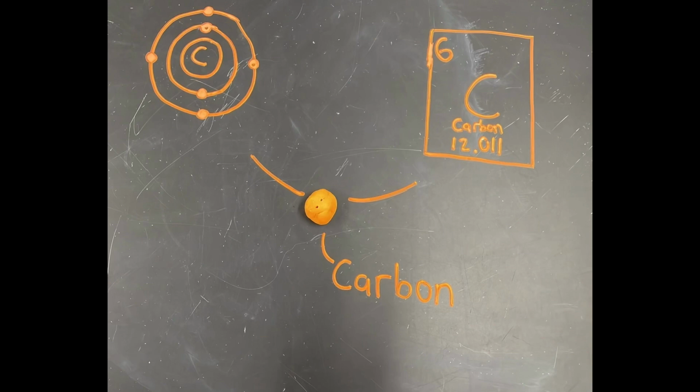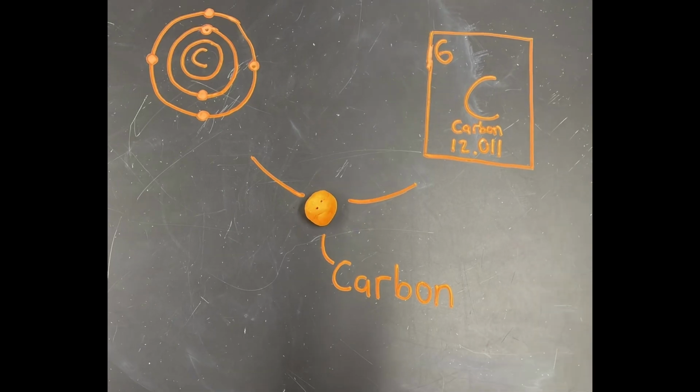Carbon is an element composed of 6 protons, 6 neutrons, and 6 electrons. It forms covalent bonds with other elements and is essential for life on Earth because of its critical role in the carbon cycle.